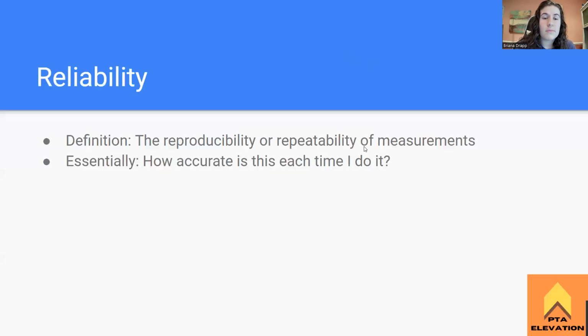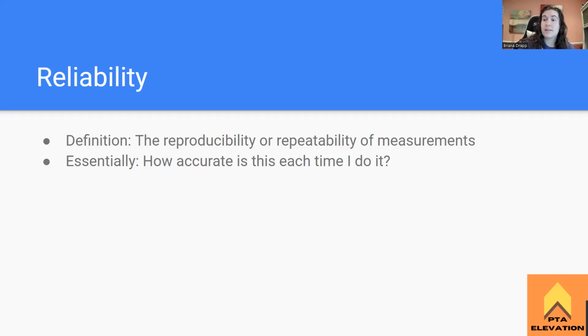So let's start with reliability. What's the definition of reliability? It's just the reproducibility or repeatability of the measurements. What does that mean? It basically means if I'm able to do it on Tuesday, May 15th, that Joe can do it again on January 17th the following year. Basically, it means that over time and between different people, this test can be reproduced.